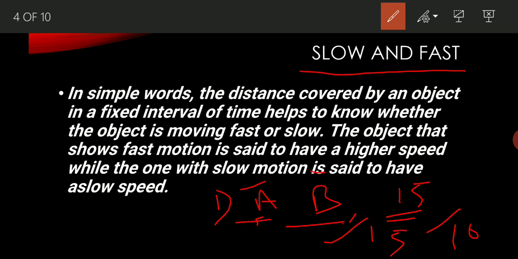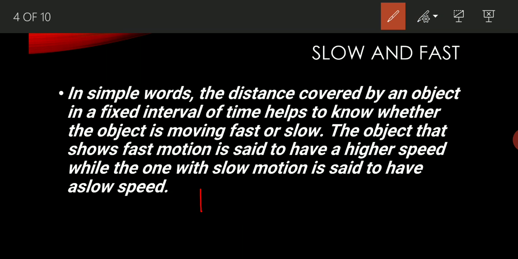Means if we are comparing two moving objects, we can say that in a given, particular time, if one substance covers more distance compared to the other, the former is said to have fast motion, and the second one is said to have slow motion. So this is about comparing two objects.